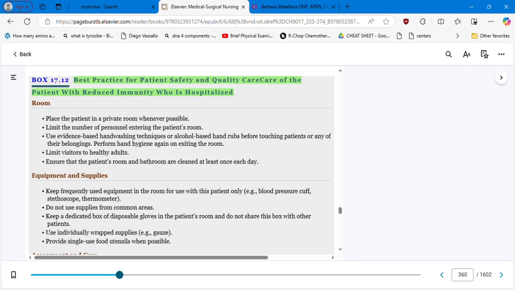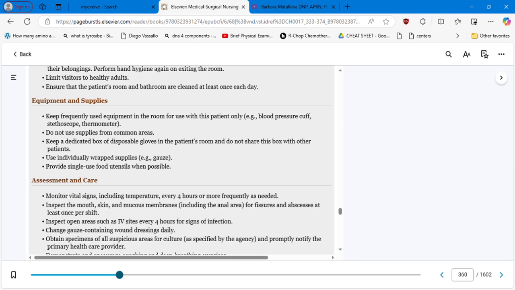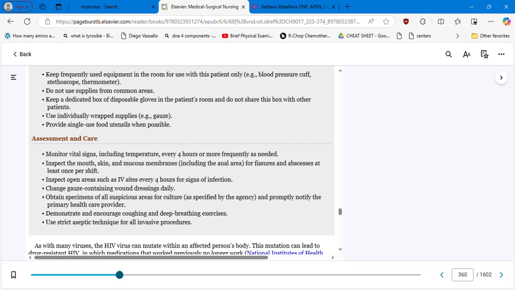Equipment and supplies. Keep frequently used equipment in the room for the use of this patient only: blood pressure cuff, stethoscope, thermometer. Keep a dedicated box of disposable gloves in each patient room. And well, this is in general for all patients, right? Standard precautions. Provide single-use food utensils when possible.